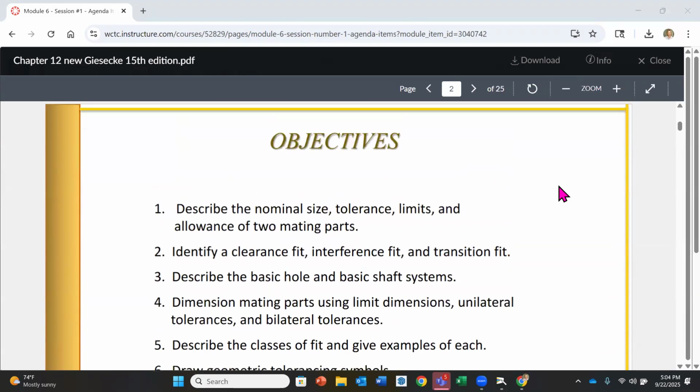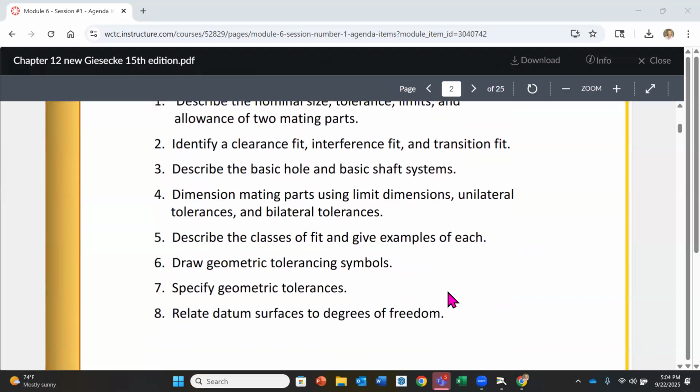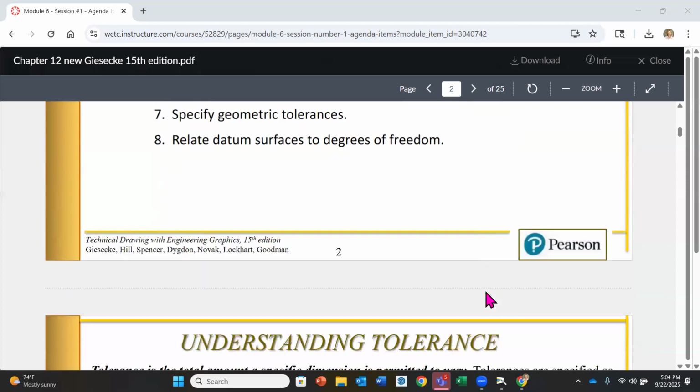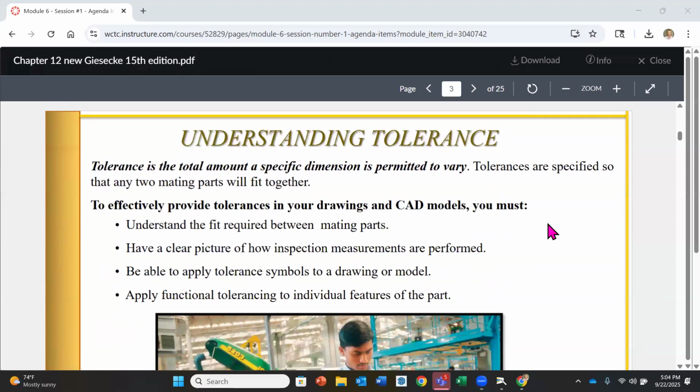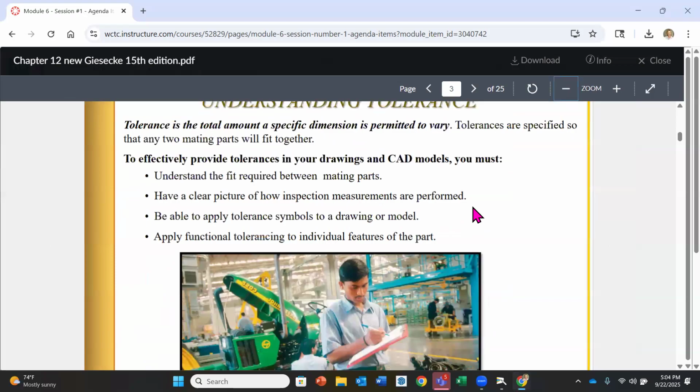So chapter 12 is all about tolerancing, okay? Now we've gotten introduced to this a little bit, all right, through the dimensioning that we've been talking about and doing in AutoCAD. But we're going to get a little bit deeper in here and then look more specifically at some fits and things like that. So at the beginning here, they're saying, understanding tolerances. So tolerances are the amount that a specific dimension can vary but still allow it to function properly when it's in its final form, okay?